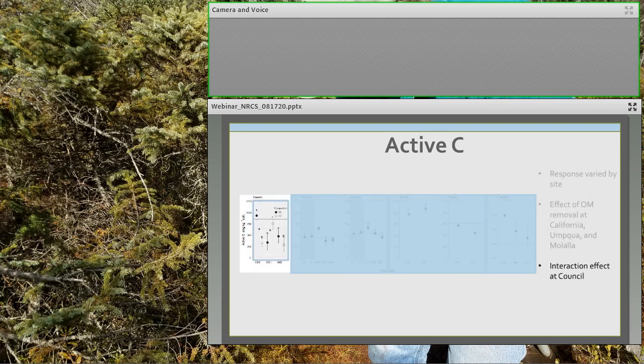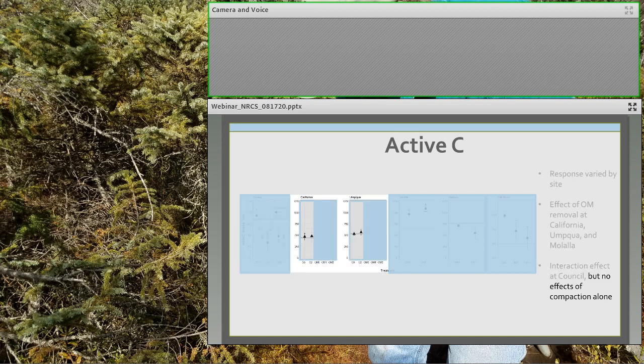At Council, we saw an interaction effect, with active C responding differently to organic matter removal treatments depending on the level of compaction. However, at the other core sites, there was no effect of compaction alone. Both low and high compaction plots had similar active C responses, which was also undifferentiated from the reference baseline.